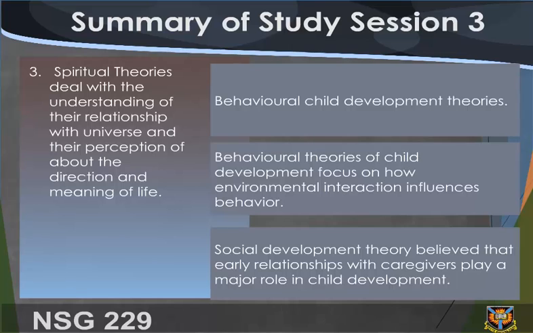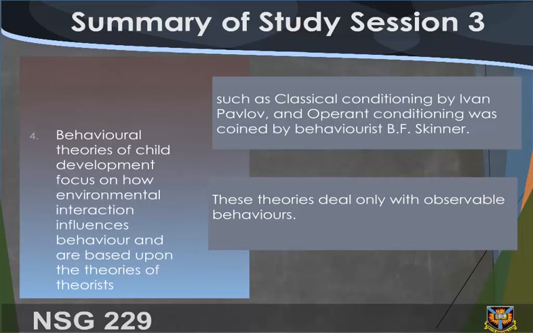4. Behavioral child development theories. Behavioral theories of child development focus on how environmental interaction influences behavior. Social development theory believes that early relationships with caregivers play a major role in child development. Behavioral theories are based upon the theories of theorists such as classical conditioning by Ivan Pavlov, and operant conditioning coined by behaviorist B.F. Skinner. These theories deal only with observable behaviors.